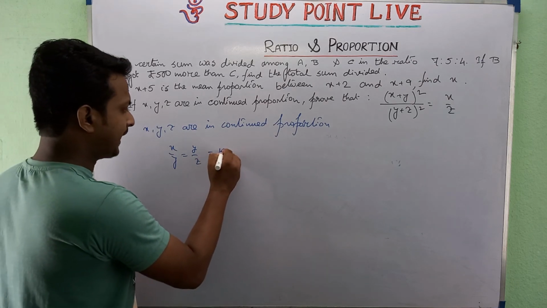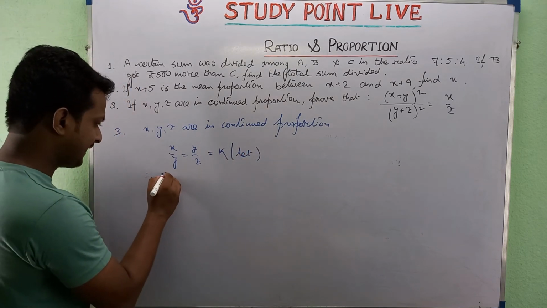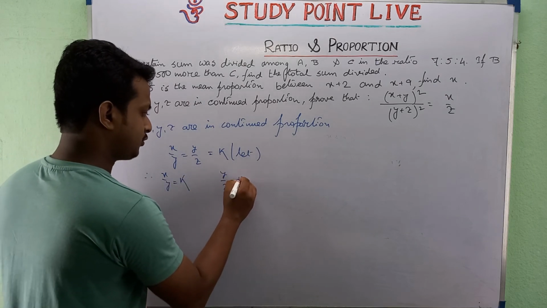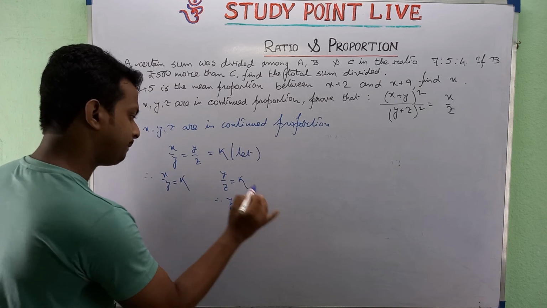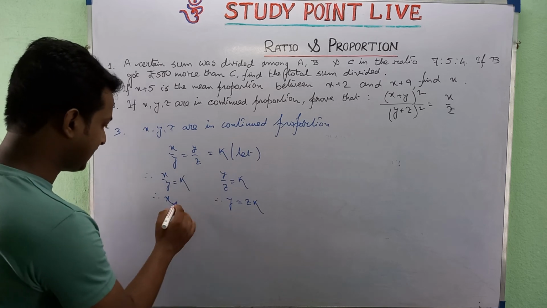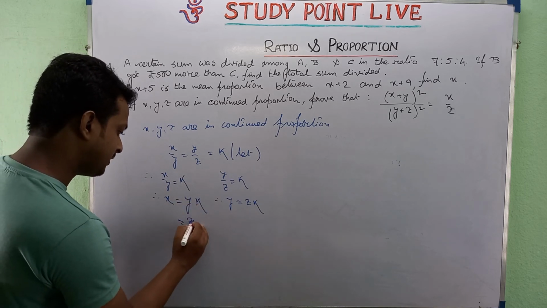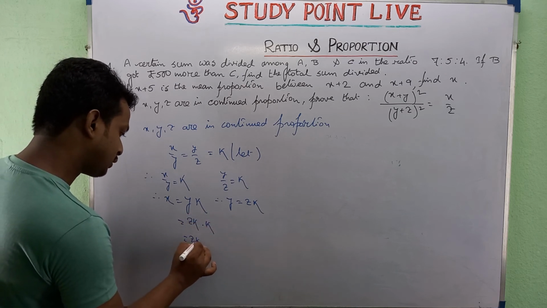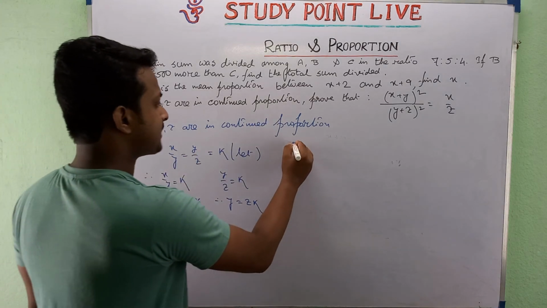Let it be equal to k. Now therefore we can say x by y is equal to k, as well as y by z is equal to k. So from here x is equal to yk, and here y is equal to zk. And because y is equal to zk, we write zk instead of y into k, so x is zk square.